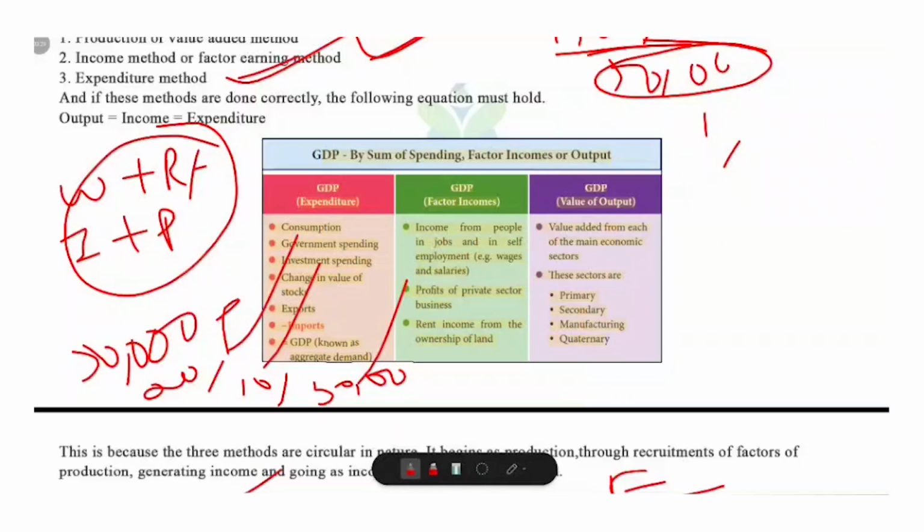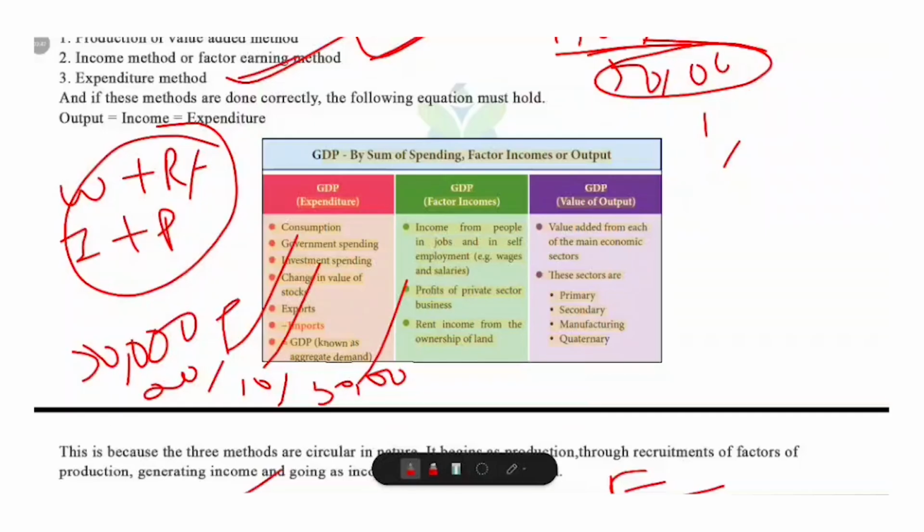So in production method we are calculating how much is made. In income method we are calculating how much did people earn, and in expenditure method how much is spent. So all three should give the same GDP if done correctly. So why the three methods give the same result?